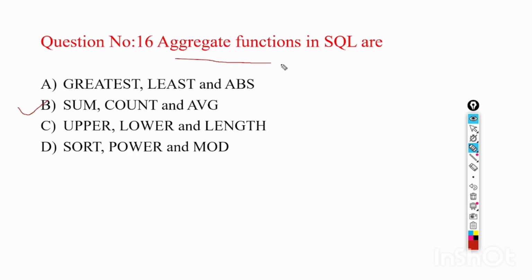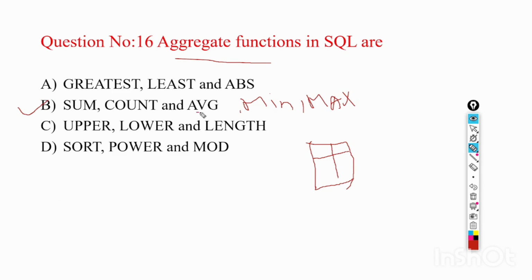Question number 16. Aggregate functions in SQL are: greatest, least, and ABS; sum, count, and average; upper, lower, and length; sort, power, and mod. So what is the correct answer? The correct answer for this question is sum, count, and average. These are the types of aggregate functions. Then what is an aggregate function? It performs calculations on multiple rows, and the result is a single value. We will get the result in a single value.